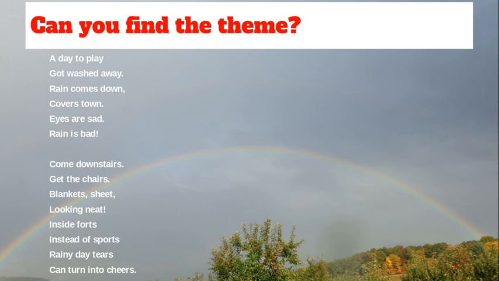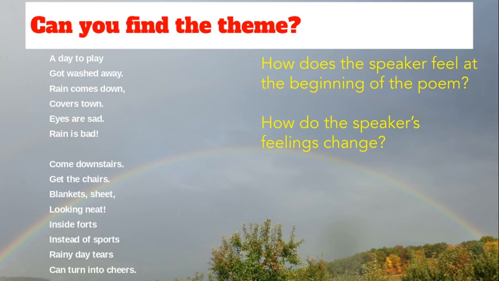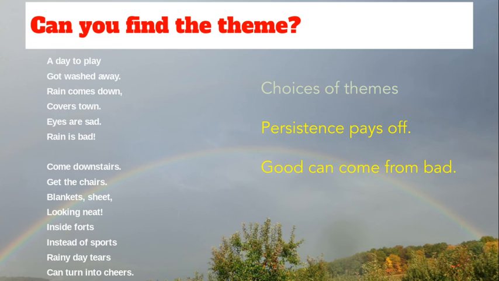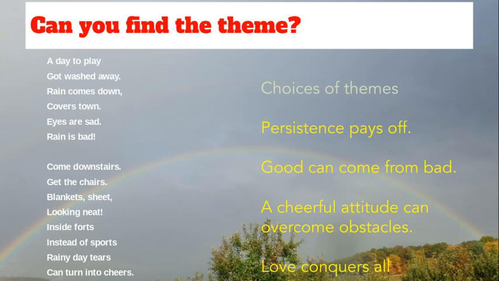What could be a theme of this poem? How does the speaker feel at the beginning of the poem? How did the speaker's feelings change? Let's look at some choices of themes that we could pick for this poem. Just to let you know, sometimes a selection can have more than one theme. Could it be persistence pays off? Good can come from bad? A cheerful attitude can overcome obstacles? Or love conquers all?